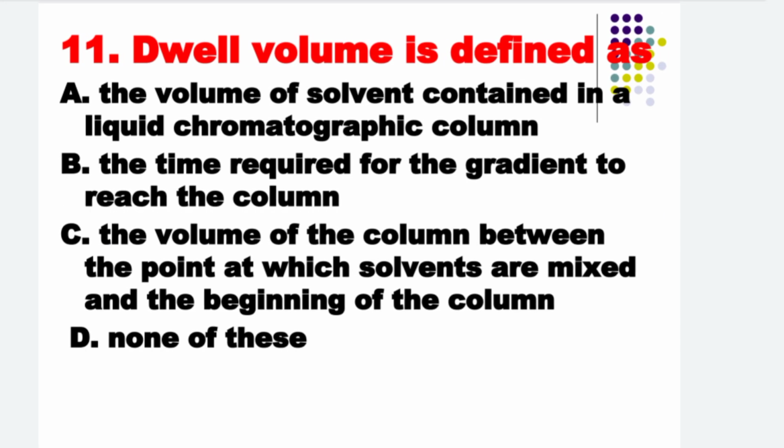Next is dwell volume is defined as option A, the volume of solvent contained in a liquid chromatographic column. Option B, the time required for the gradient to reach the column. Option C, the volume of the column between the point at which solvents are mixed and the beginning of the column. And option D is none of these. The answer is option C.